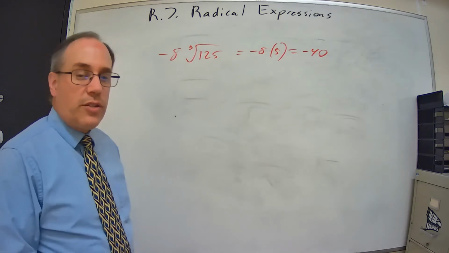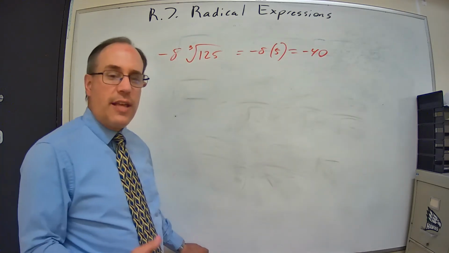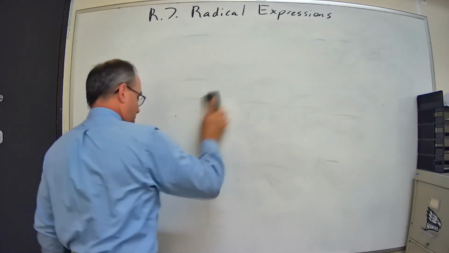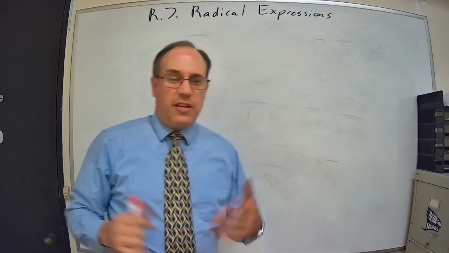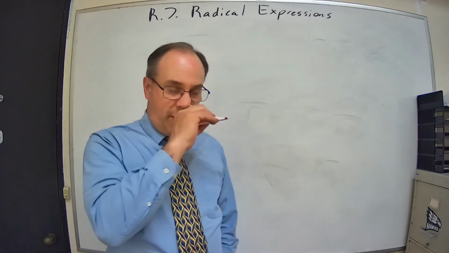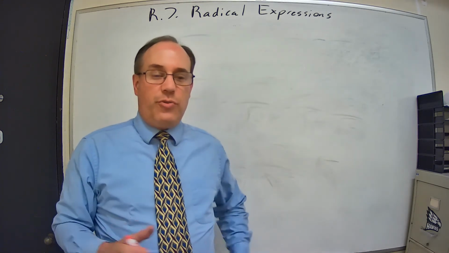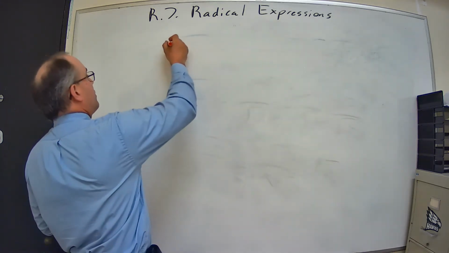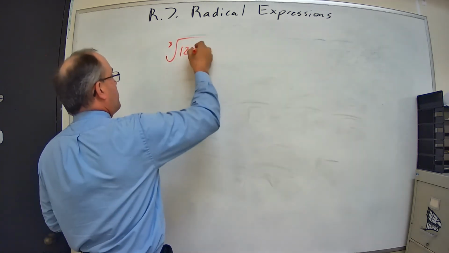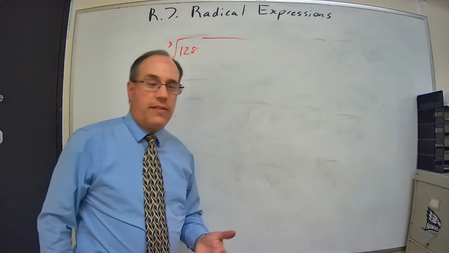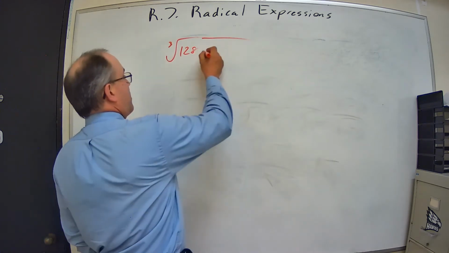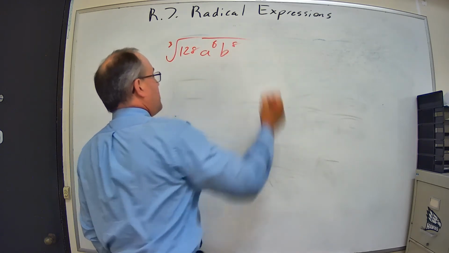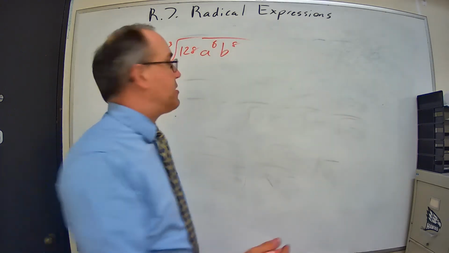Well, let's look at some, shall we say, a slightly more complicated simplification. I'm going to get this out of here, and I'm going to make this other one come in, because this shows a good example of us having to look a little deeper into what's happening. The cubed root of 128, I'm going to need more of that, okay? A to the 6th, B to the 8th, C to the 10th.